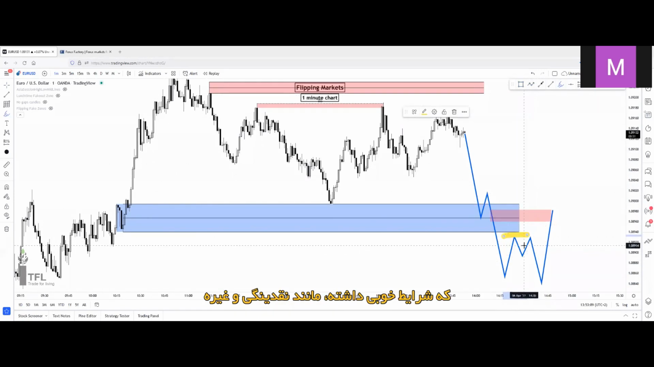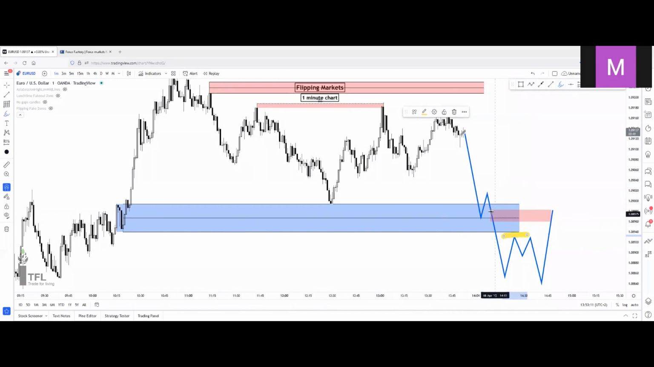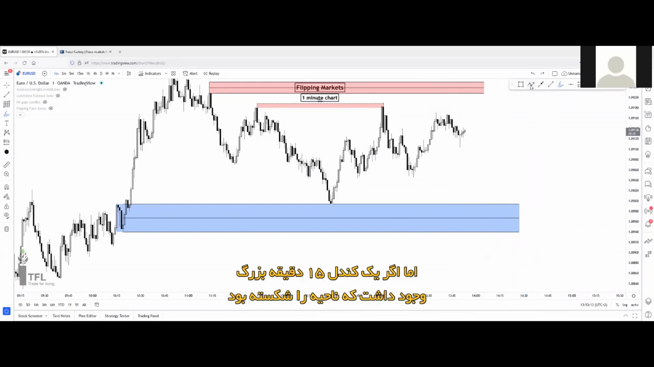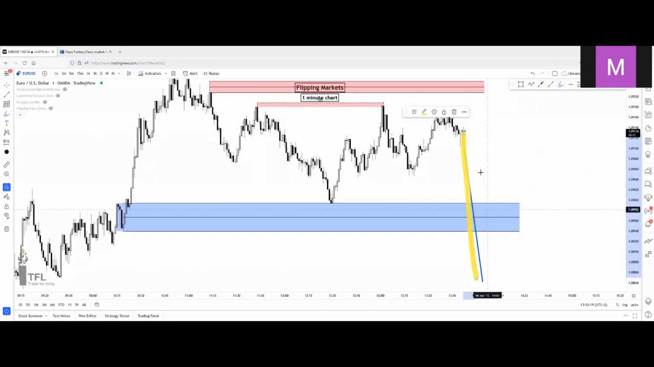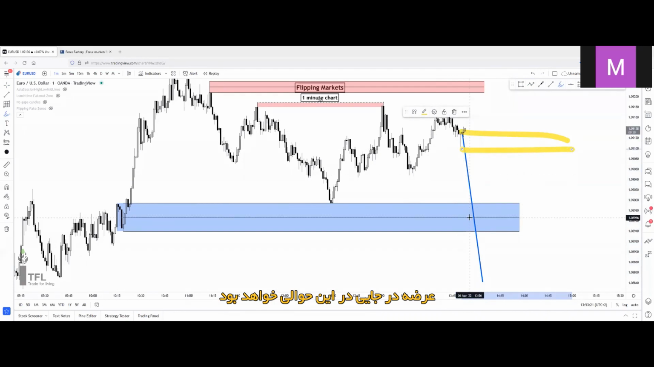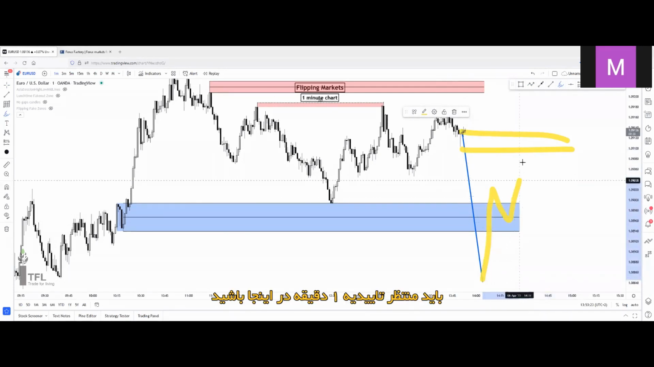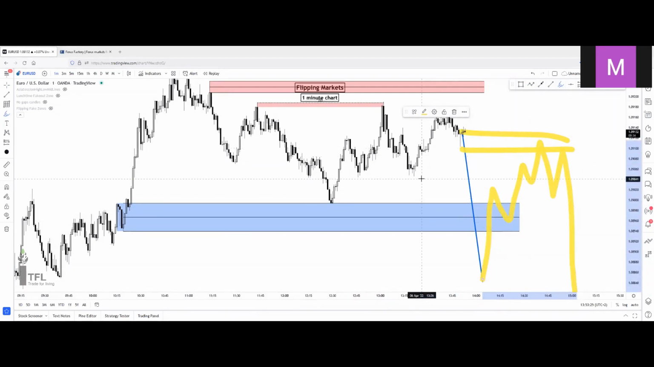Which is liquidity, etc., etc. But if there's just one huge 50-minute candle which breaks below this zone, this movement is just one huge 50-minute candle, and the supply zone will be somewhere around here. You have to wait for a 1 minute confirmation right here.